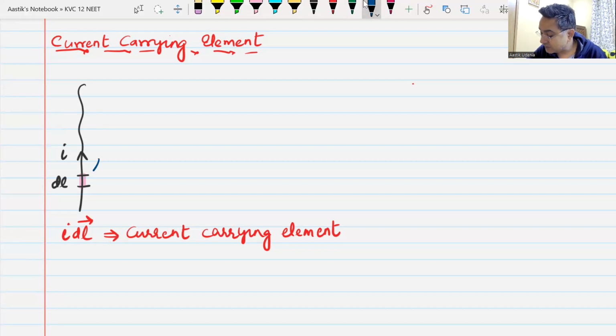The direction of this vector is the same as the direction of current. Do we understand this? Yes, sir. The direction of the current carrying vector is the same as the direction of current. I'll give you 2 minutes to note it down.